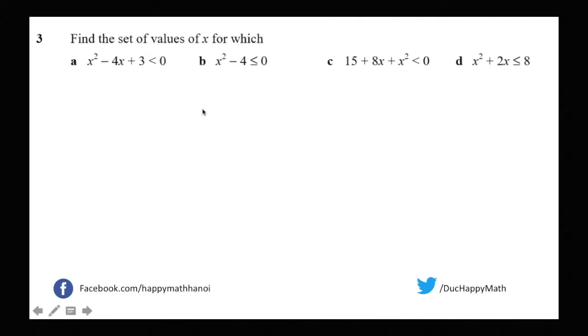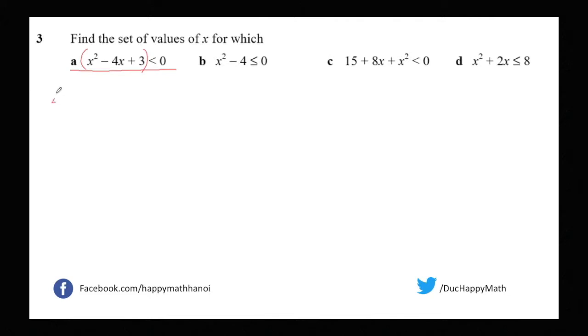Because when you want to solve the quadratic inequality, you have to find the values that set the function equal to 0. It means you have to solve the quadratic equation first. For example, in question A, you will see that you have the quadratic expression on the left hand side. So the first step to solve the inequality is to find the value of x for which this function equals 0.